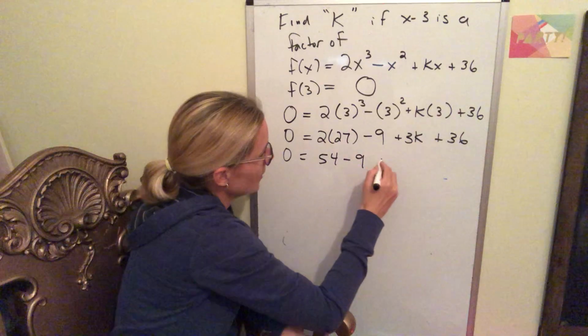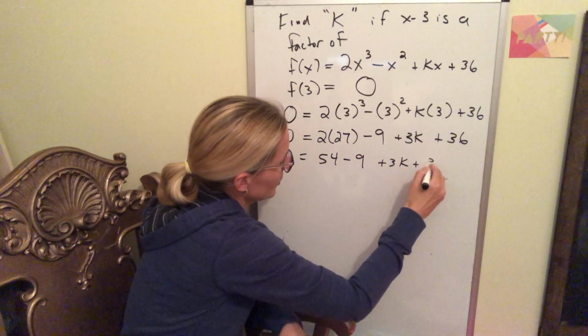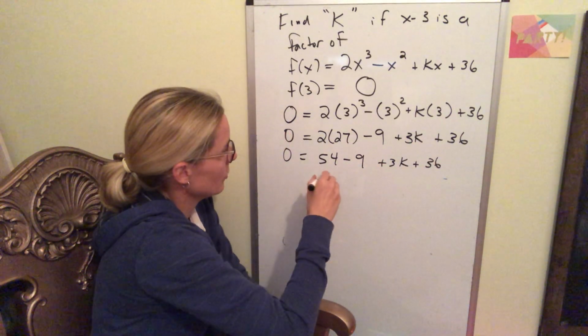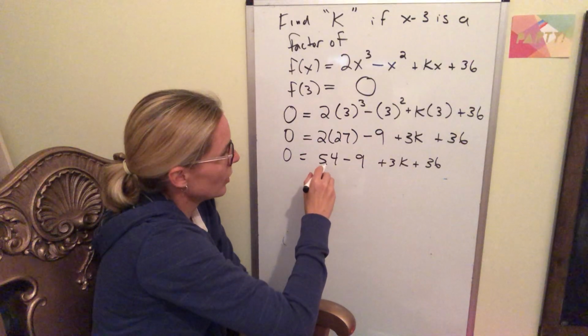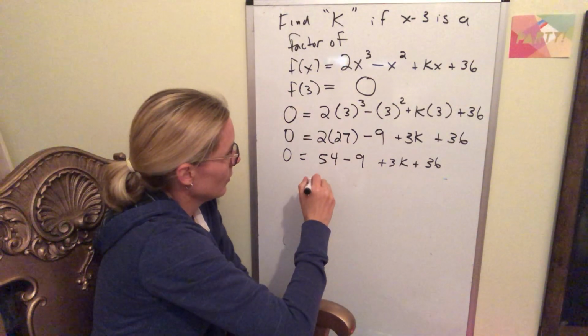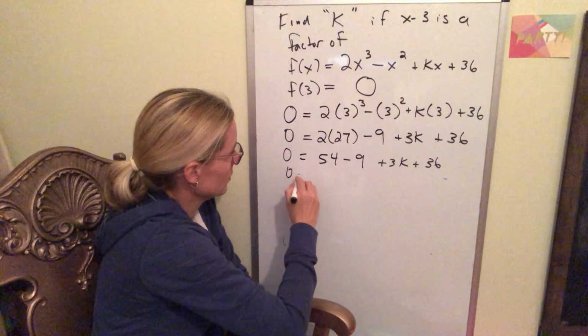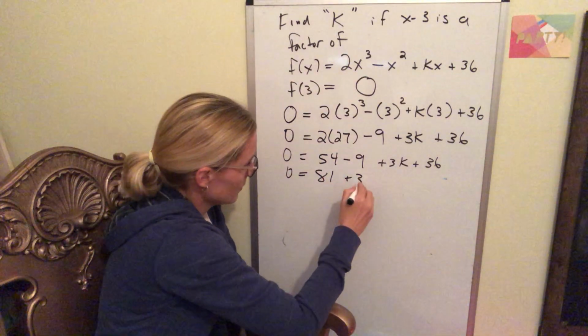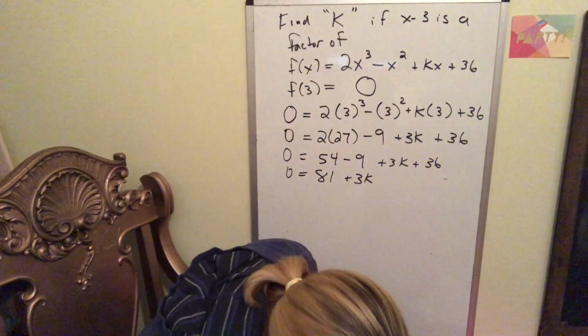54 minus 9 plus 3k plus 36. 54, 45, 70, 81. Is that what I have? I think that's what the answer was.